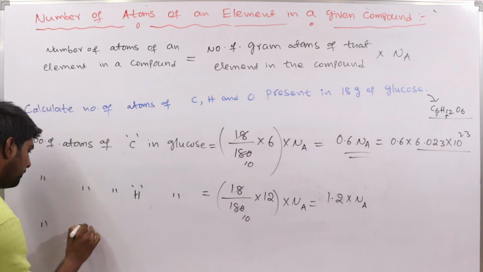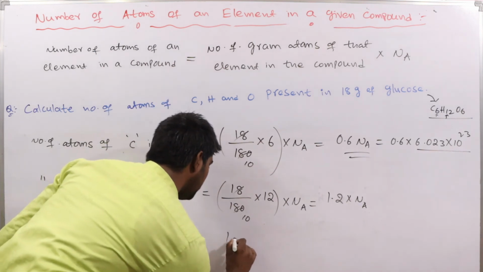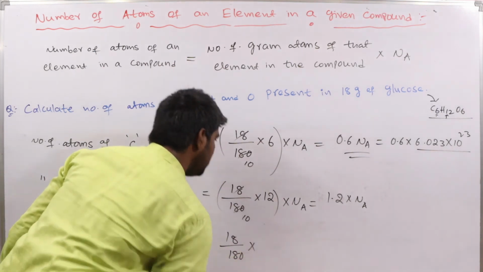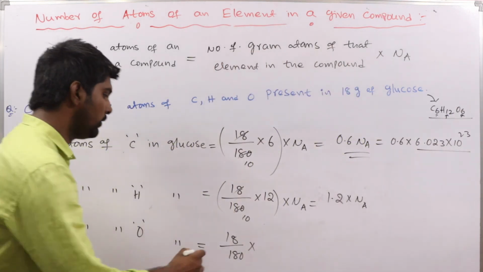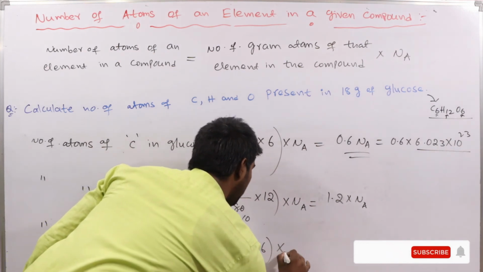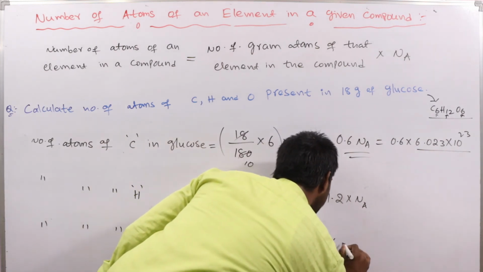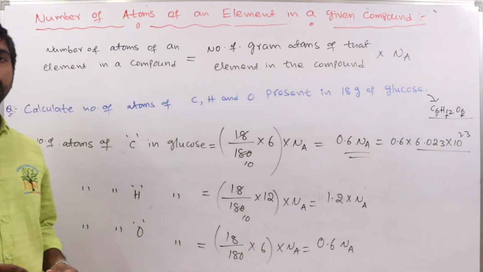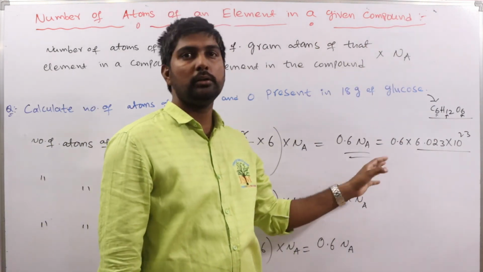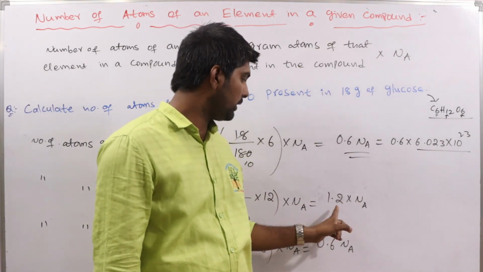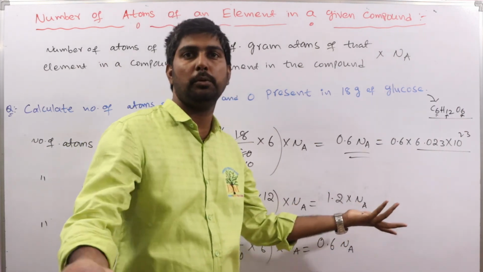Finally, the number of atoms of oxygen in glucose is equal to 18 by 180 into atomicity of oxygen. How much? 6 oxygen atoms are there, right? So atomicity is 6, into Avogadro number, again we get 0.6 Na. Same here also: depending upon the given option, if they have given the completely simplified answer, multiply this 1.2 with 6.023 into 10 power 23. Otherwise, if this is the given option, no problem at all.